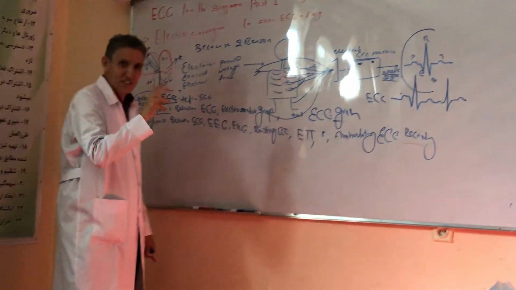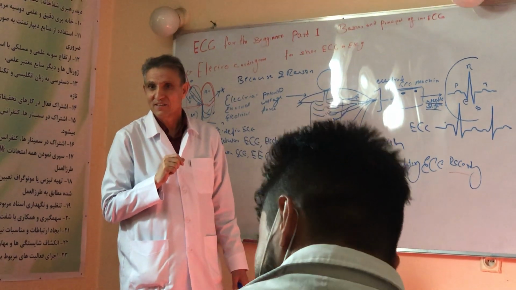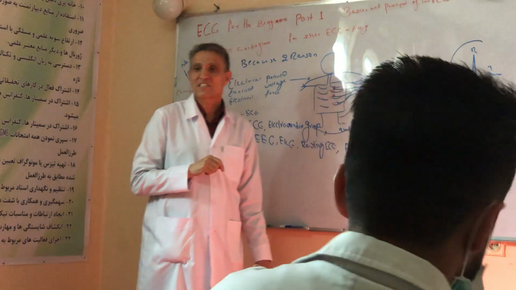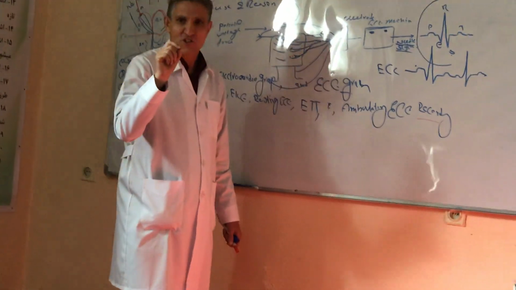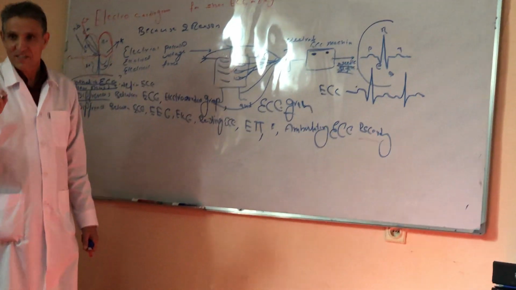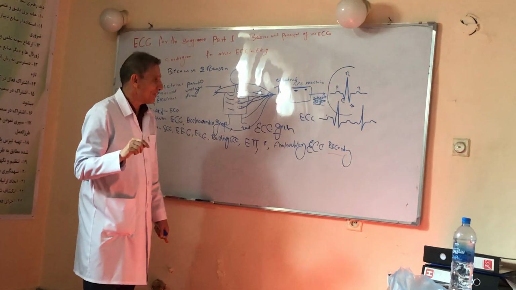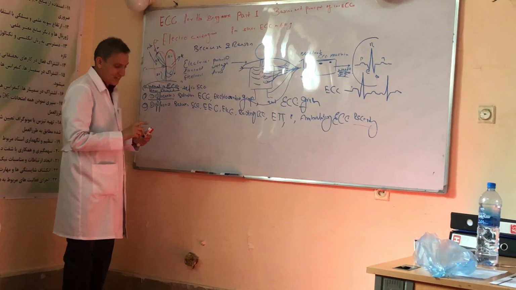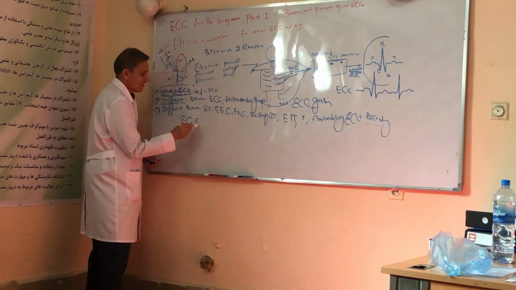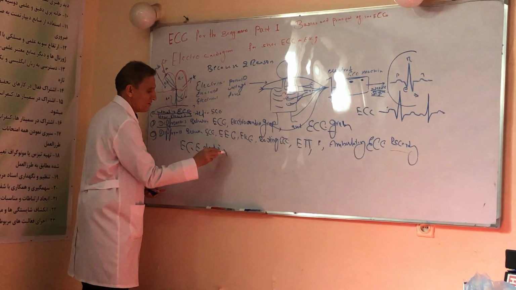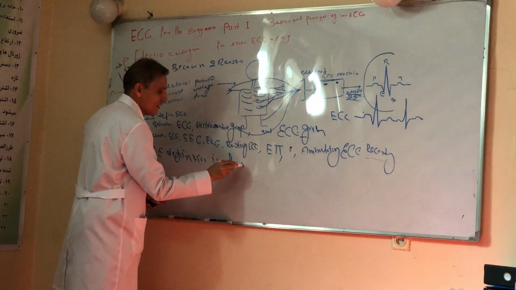And finally, another definition for the ECG. When the electrical activity of the heart is graphically presented, this graphical presentation of electrical activity of the heart is also called ECG. So just one short definition would be enough: recording of electrical activity of the heart over ECG paper is called electrocardiogram. So the ECG definition is made from three components.